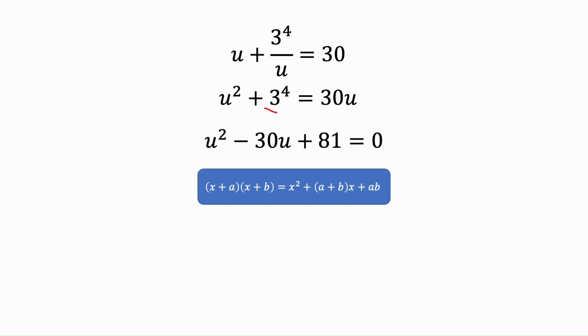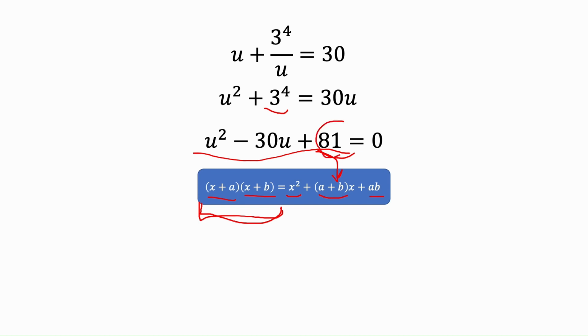3 to the power 4 equals 81. And as you remember, we discussed this formula before. For example, if we have x plus a times x plus b, we can write it as x squared plus a plus b times x plus a times b. So this is similar to the right-hand side of this formula. So we can write it as the left-hand side, and we can make it a multiplication, and we know how to solve it. So great.